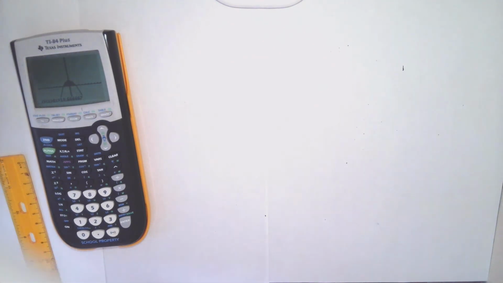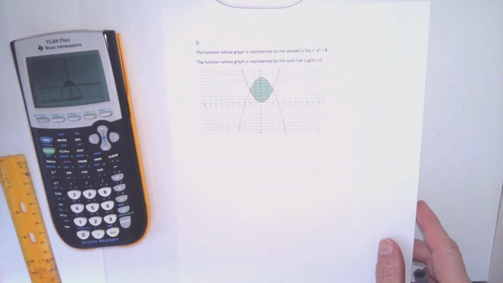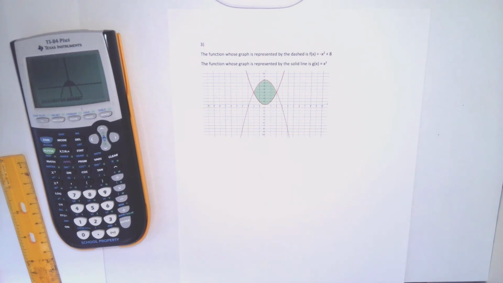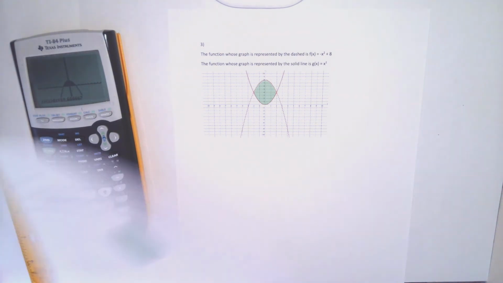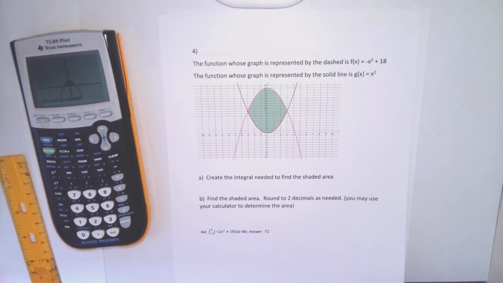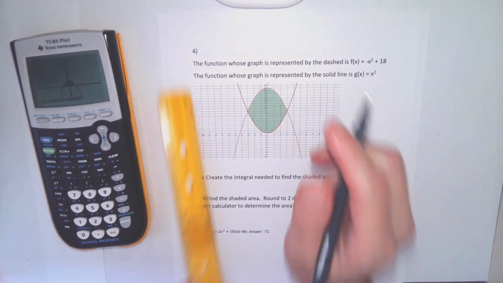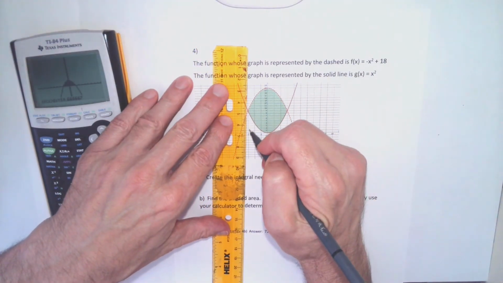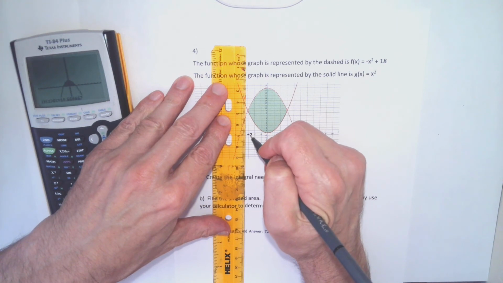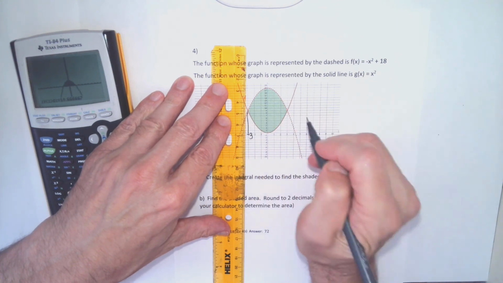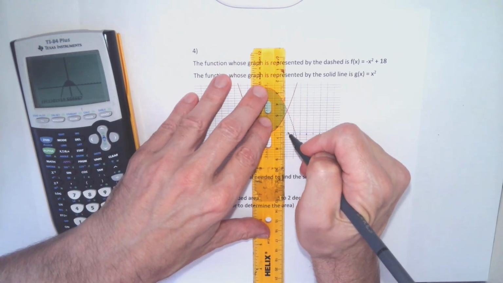I don't think the font's going to be big enough on problem 3 for you to pull it off the screen, but if you can, there it is. I'm going to move on to problem 4. And on problem 4, I'm going to figure out where I'm integrating from. It looks like I'm integrating from negative 3 to positive 3.